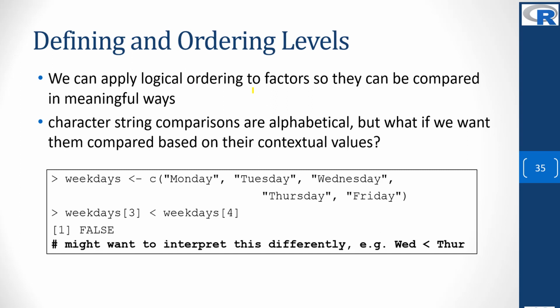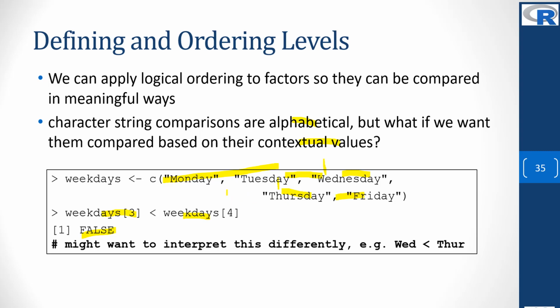We can order the factors to do comparisons. Normally character strings, which the factors are by default until we change their data type, are considered as alphabetical. And so they have the normal alphabetical ordering. But we might want to provide a different context in how we interpret them. So here we're giving the weekdays of Monday through Friday. And you can see we're comparing weekday sub 3 to weekday sub 4. Is it less than? Is Wednesday less than Thursday? In terms of alphabetical order, it's not. So we get false for this.